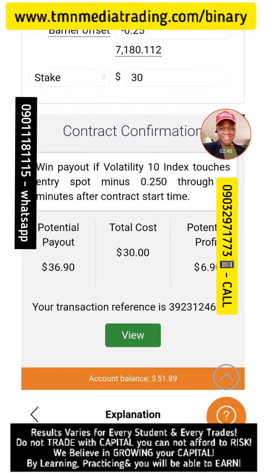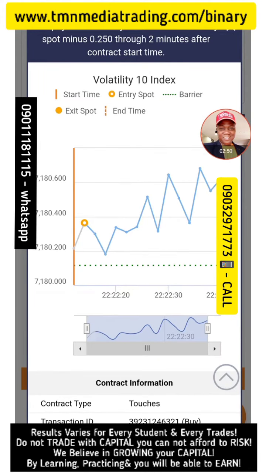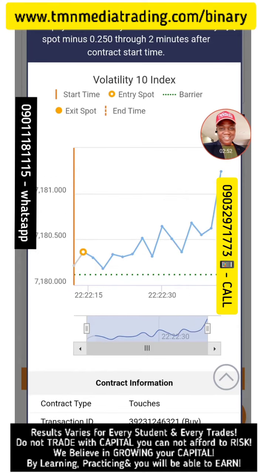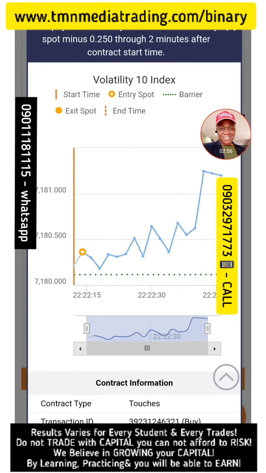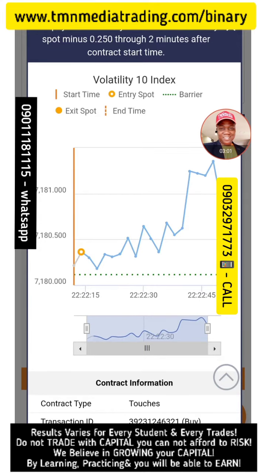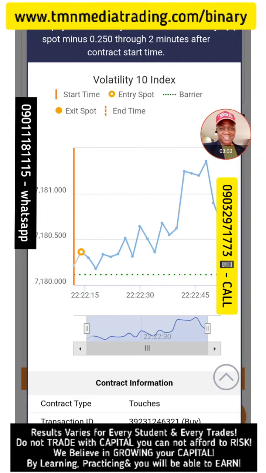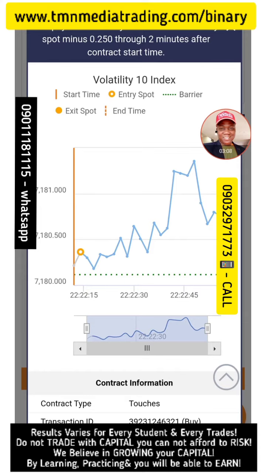Now, this is not showing well. Let me show you again. Now you can see it's going up. Why? Because I entered too early, and I was trying to explain. I was actually supposed to pick another signal or rest for a while before I continue, but this is a too early signal.